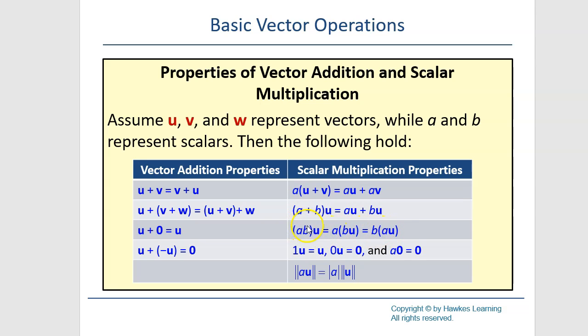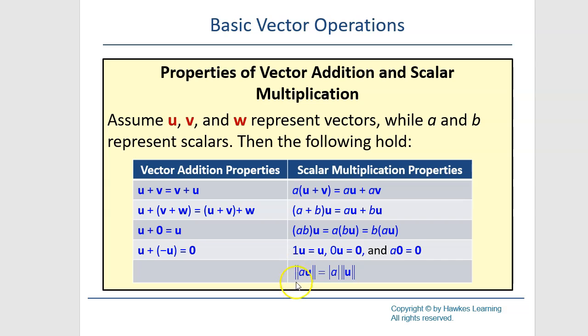Alright, and then associative property with scalars and vectors. And just like there is what we call an additive identity with vectors, this is a multiplicative identity. Like if we multiply a vector by 1, we don't change the vector. If you multiply a vector by 0, you get the 0 vector. If you multiply a scalar by the 0 vector, you still get the 0 vector.